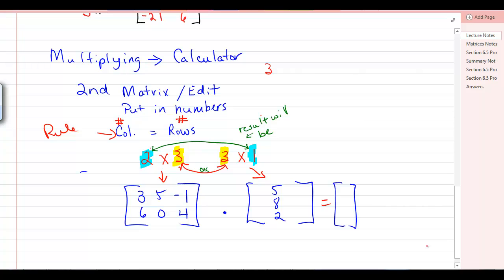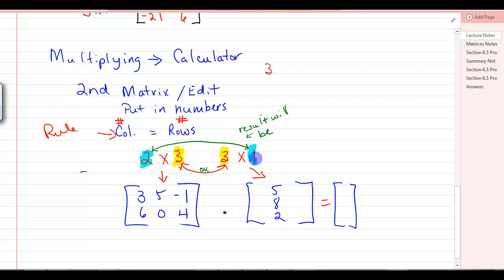Now, for multiplying matrices, you are going to use your calculator. There is a rule that you have to think about because sometimes it's not even possible to multiply matrices. They do not have to be the same size. The number of columns in the first one has to equal the number of rows in the second one. So the easiest way is to write down the size of the first one, size of the second one. Okay? The columns in the first one has to equal the rows in the second one. If those two numbers are the same, then you can multiply.